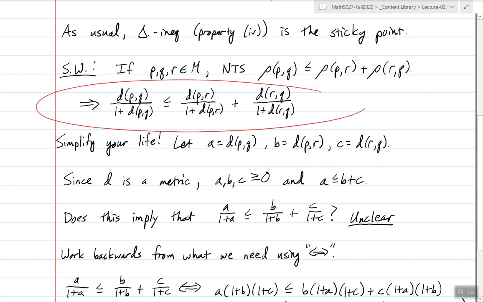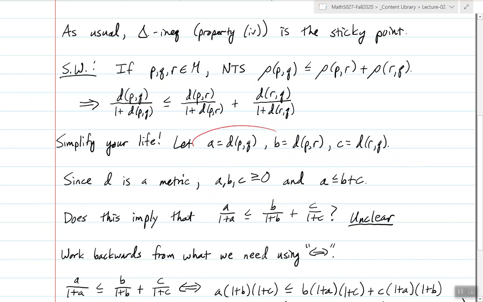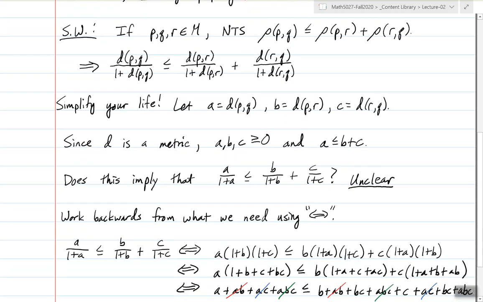Well, if you write out what that is in terms of D, it means you've got to show this. So if I'm a student, the first thing I've got to do is simplify my life. I'm going to simplify my notation. Take A, B, and C to be the non-negative real numbers defined by the distances: d(P,Q), the distance between P and Q, the distance between P and R, and the distance between R and Q using the metric D. Now, since D is a metric, start taking stock of what you know. This is just how I would go about trying to solve this if I was a student. I would know, well, look, D is a metric, so A is less than or equal to B plus C.